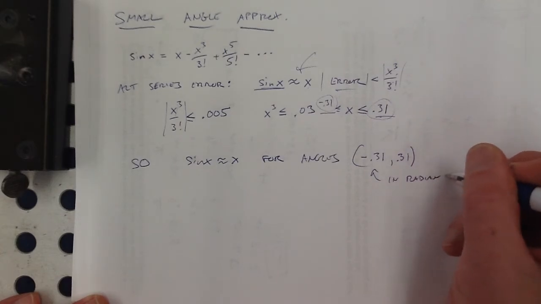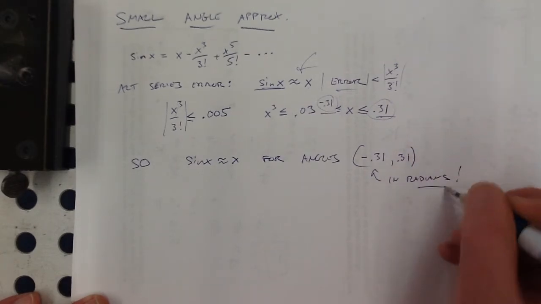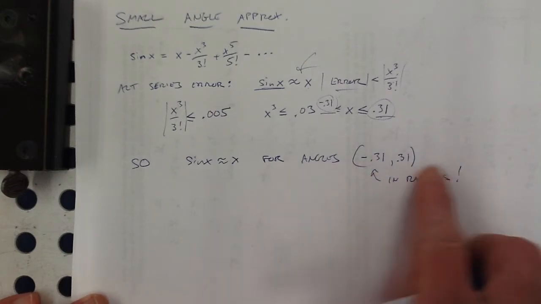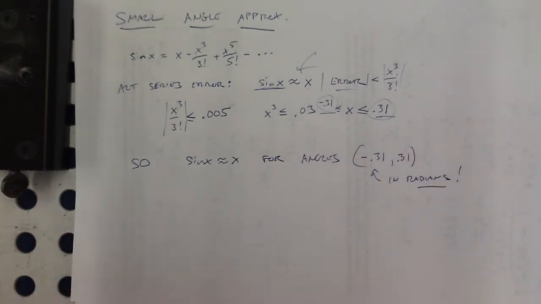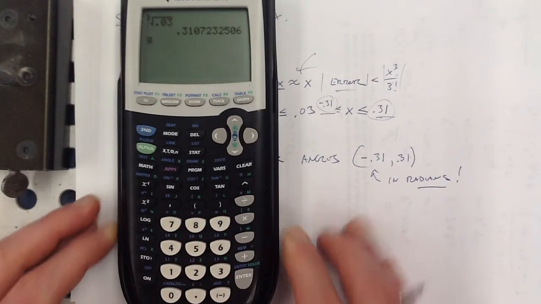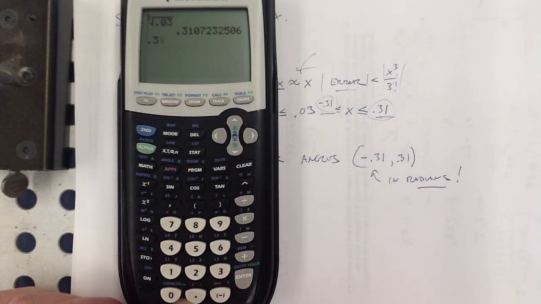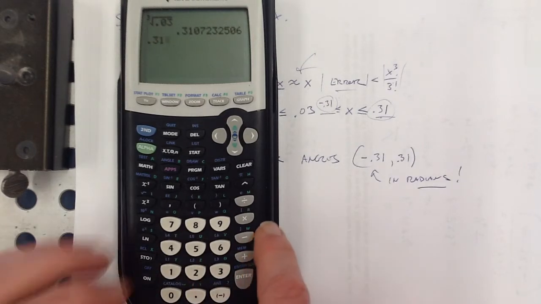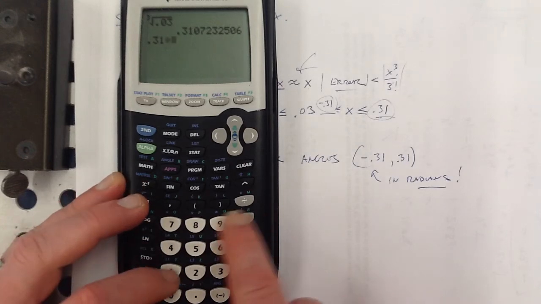Anytime you're doing calculus with trig functions, you have to be in radian mode. Just to get a sense, because in physics we often think about angles in degrees, what are these things in degrees? So 0.31, if I want to change that to degrees, I need to multiply by 180 and divide by pi, right?